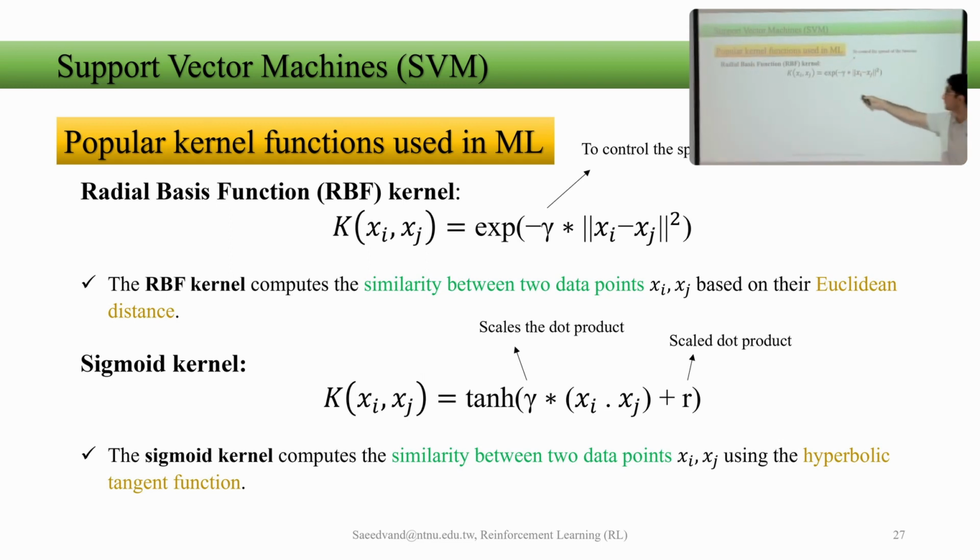Here, gamma controls the spread of the function, like in the Gaussian model, the spread of the Gaussian function. That comes from the Euclidean distance between xi and xj, the differences times some value controlling the spread, to the power of the exponential. It is called a radial basis function, very popular in support vector machine.